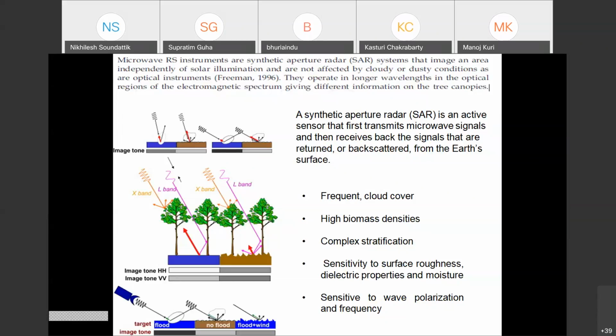Further, we estimate biomass using optical also, but when we move towards the SAR region, we get the precise mapping of the higher biomass densities also. Then we have several other characteristics, we will come to that, like surface roughness, the directive properties, polarization and frequency. All these characteristics add to the identification and interpretation of SAR images for forestry application.